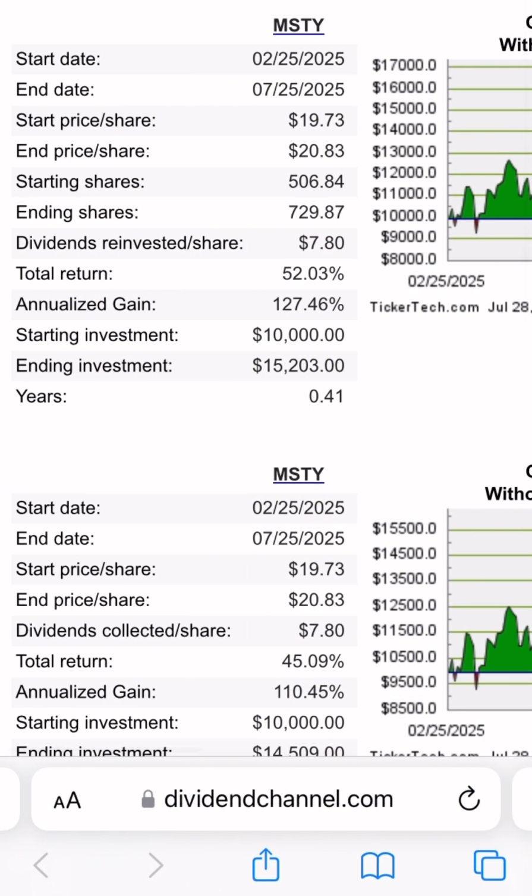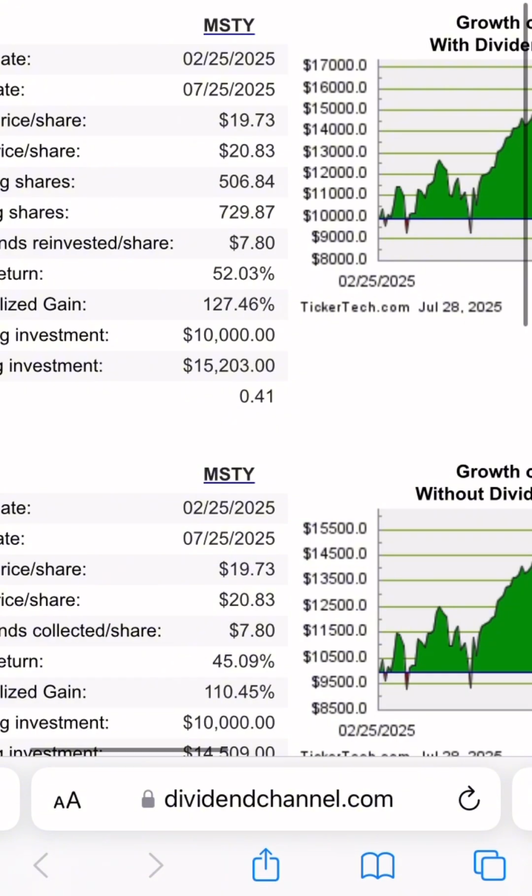So for Misty right now, your cost basis would be 19.73 minus 780. So that would be your new cost basis if it was 100% ROC, which I doubt it is. So that's just how it is.